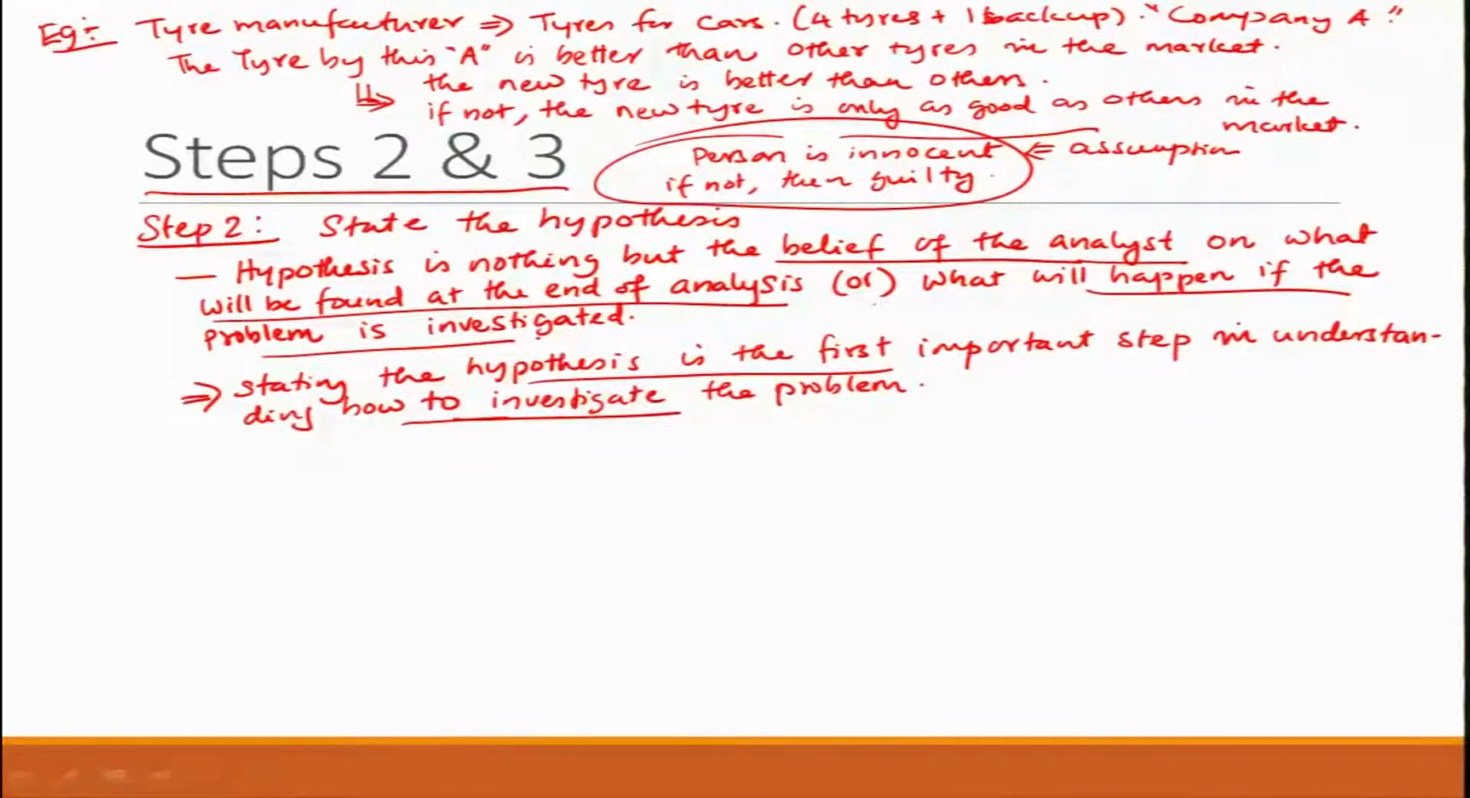Then all your analysis in the second case is about what the police will do: they will only try to find evidence to prove guilt. The same thing here: if we do this, then we only look for evidence to prove the superiority of the tire. So how you do the analysis is determined by how you state your hypothesis.